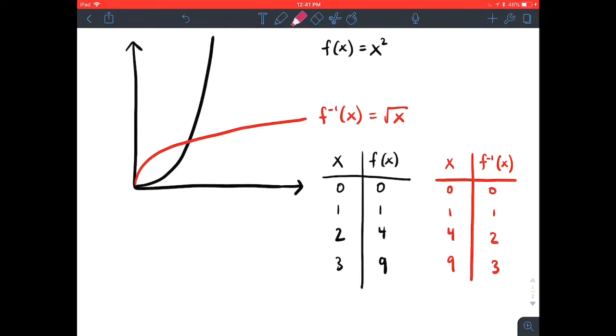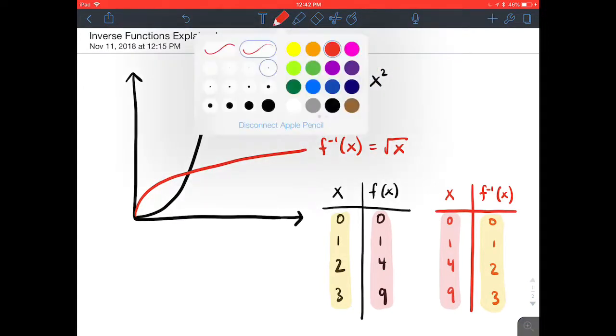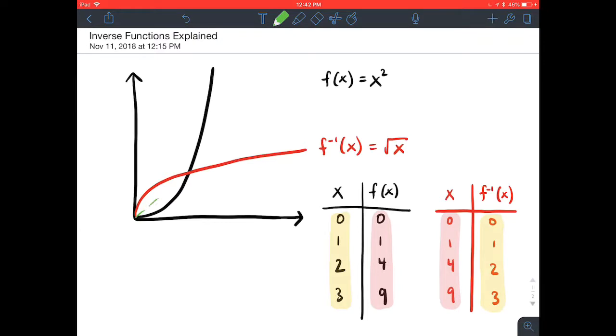Now notice what this means. This means that the inputs to f of x match up with the outputs of f inverse of x. And the outputs of f of x match up with the inputs of f inverse of x. Looking at the graph, you can also see that f of x and f inverse of x are each other's mirror images across the line y equals x.